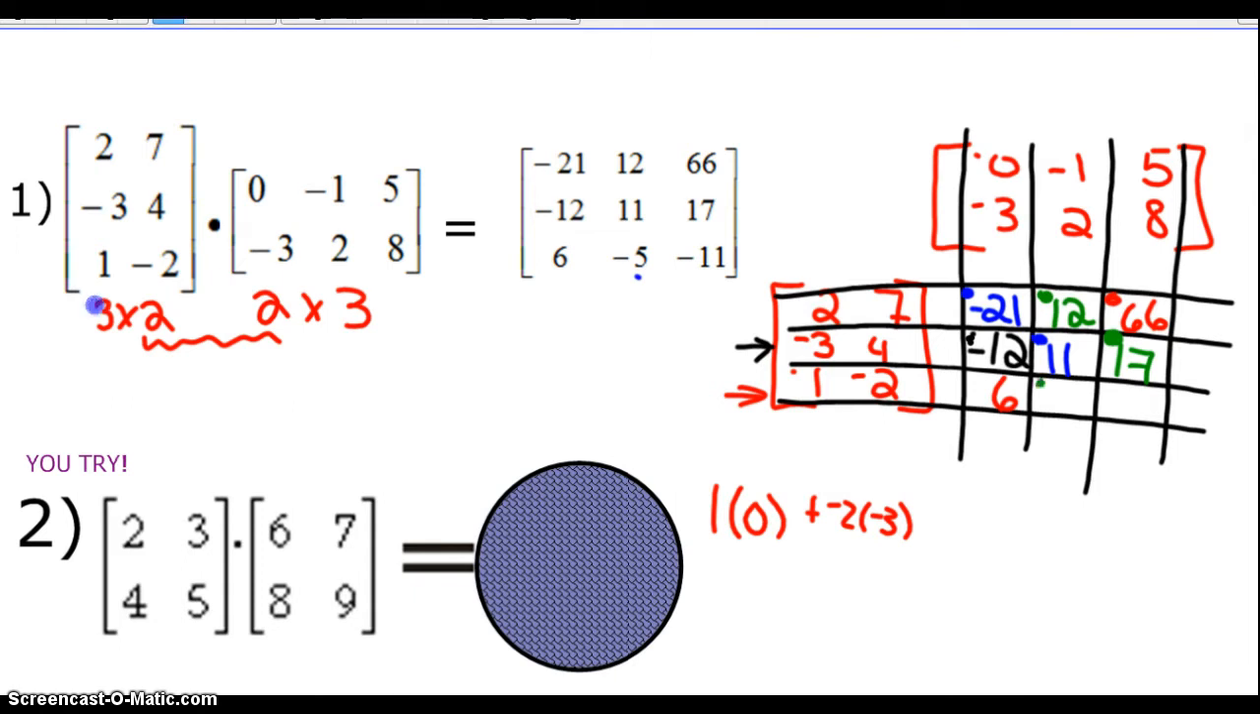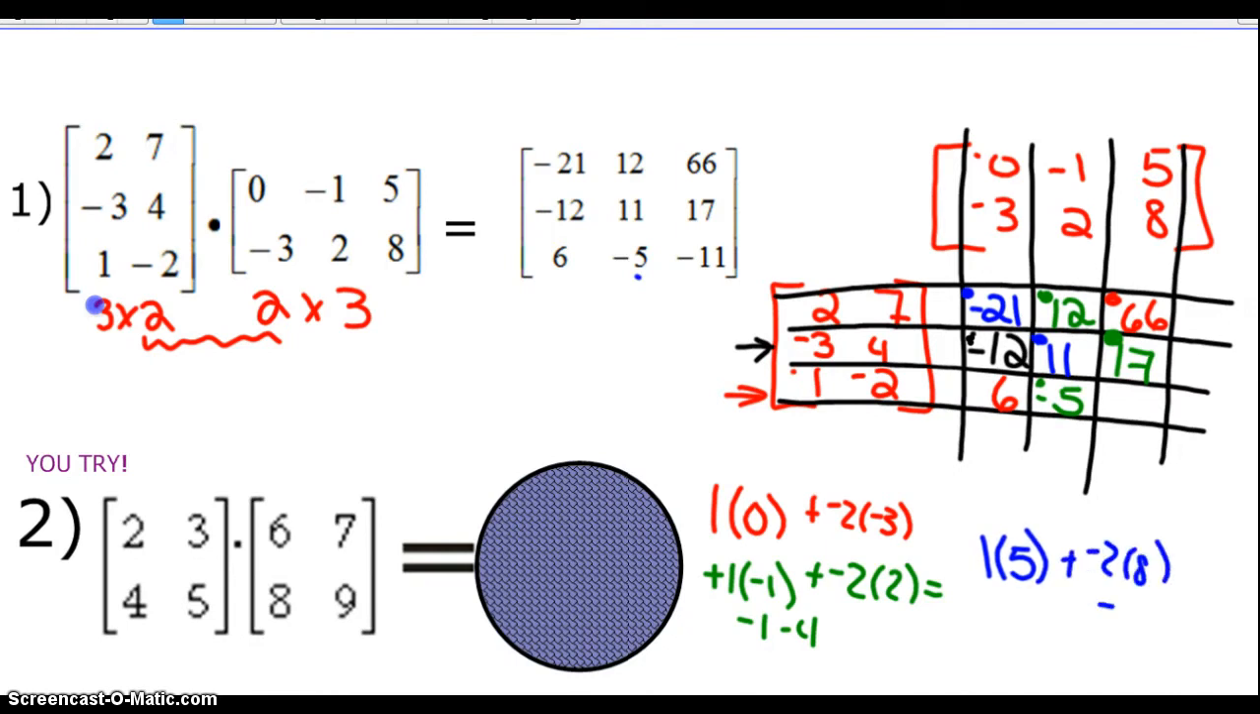Next one, we're going to say negative 1 times negative 1 plus negative 2 times 2. So we have positive 1 right there. Oops, I'm sorry, that's not negative. That was my dot. So negative 1 minus 4, there's negative 5. And then the last one, we'll have 1 times 5 plus negative 2 times 8, or negative 16, plus 5 will be negative 11.